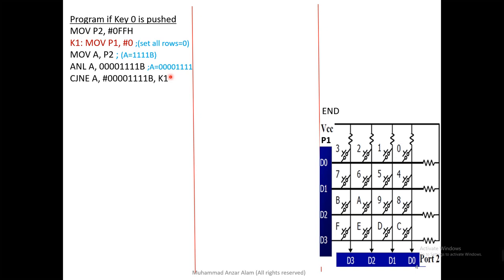Now the compare and jump instruction. What is the value of A? A has this value and this is the same value. So will it jump? This instruction says compare and jump if not equal, but these values are equal, so it will not jump to K1, but will move onward. So it will have a one delay loop.